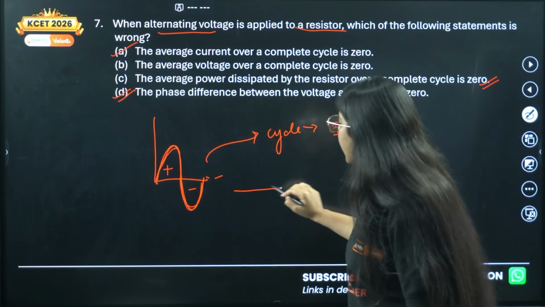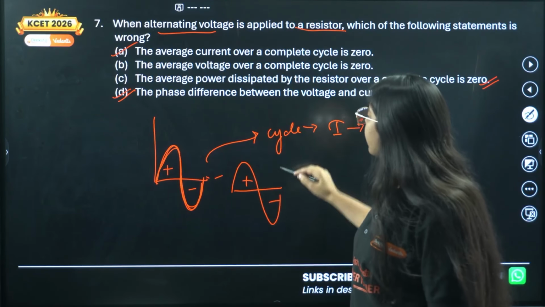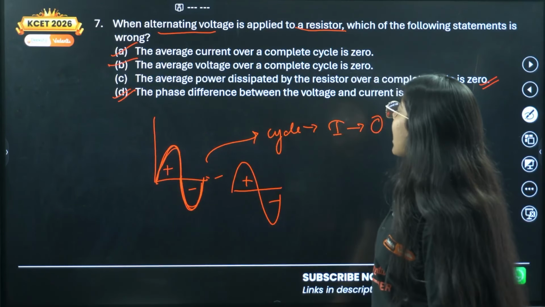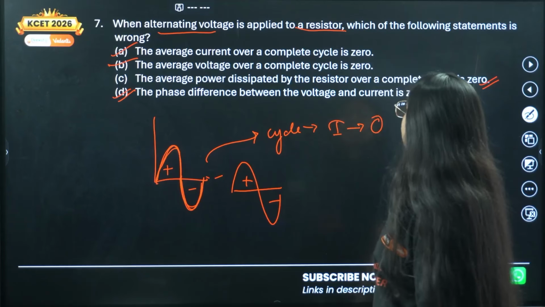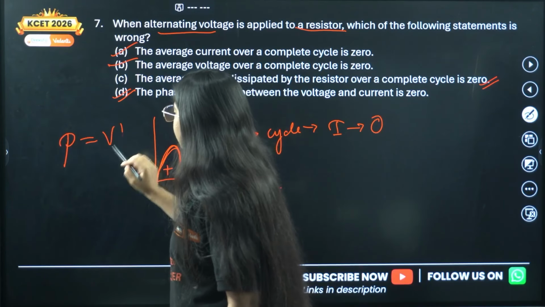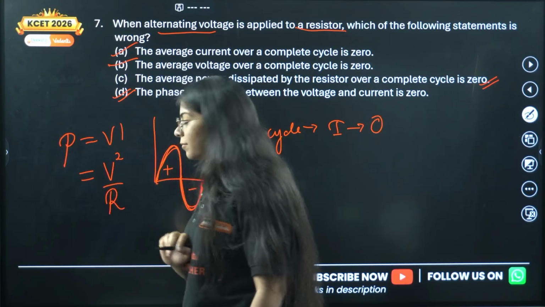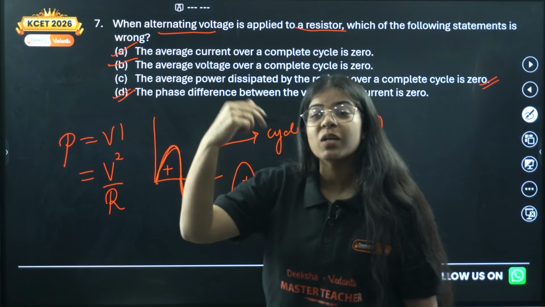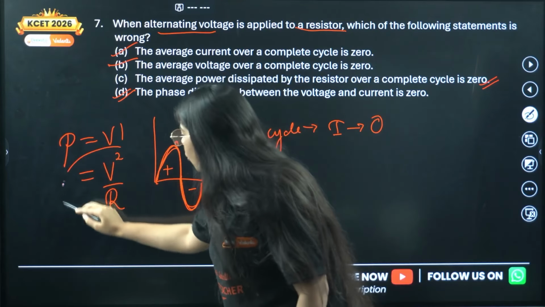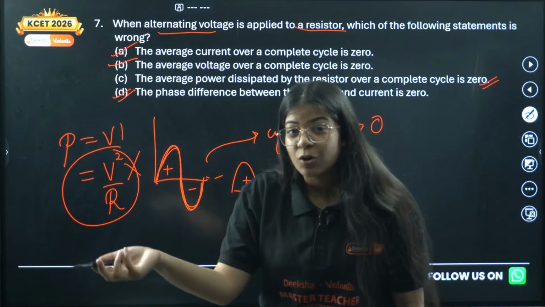Average voltage, again the voltage graph will also be like this. This is the positive, this is negative. So the average will be 0. This is correct. What is left? The average power dissipated by the resistor over a complete cycle. If this is my power, and if I write it in terms of alternating voltage, this will be it. So this is V square, and square can never be negative. So this whole term can never be negative, and hence it cannot be 0.